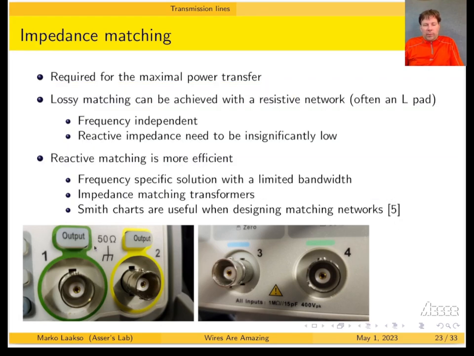Here's one example from the signal generator. We have a 50 ohm output, and then these oscilloscope inputs are 1 mega ohm. And now if you would connect this 50 ohm output impedance directly to this 1 mega ohm input impedance, you would get clear reflections from here unless you terminate the signal in here.